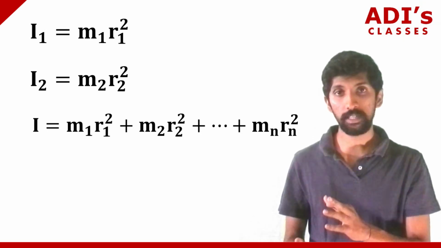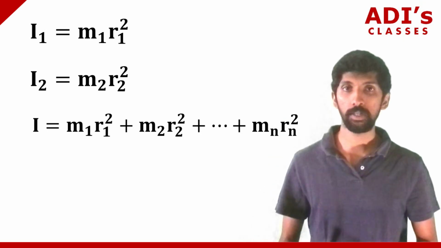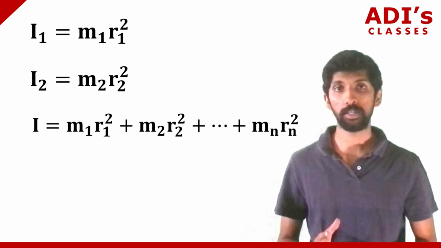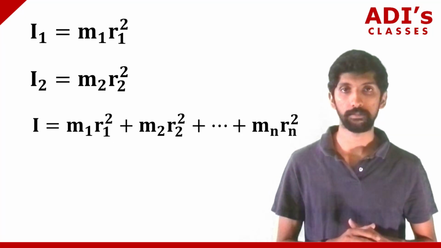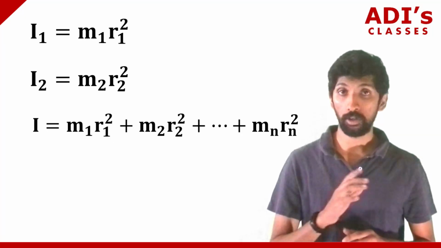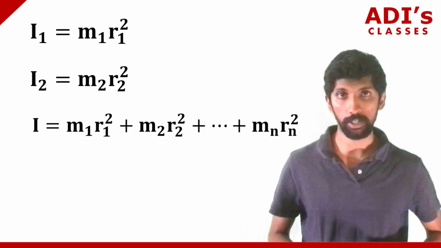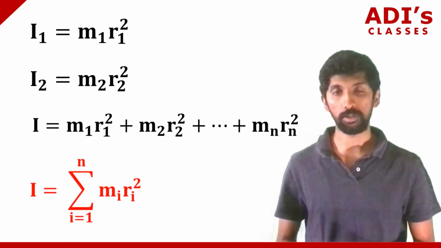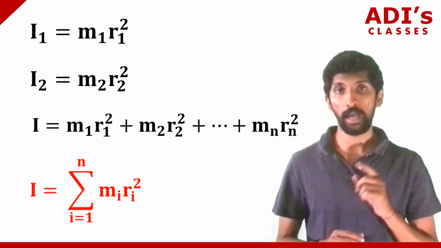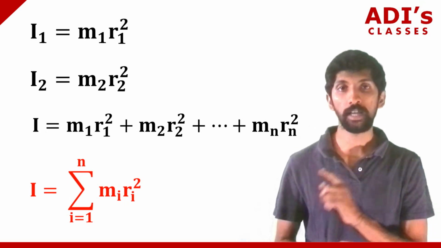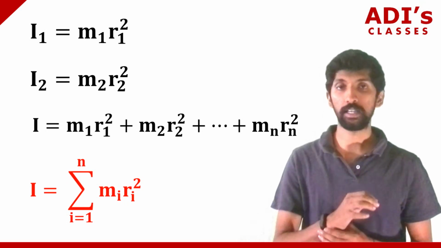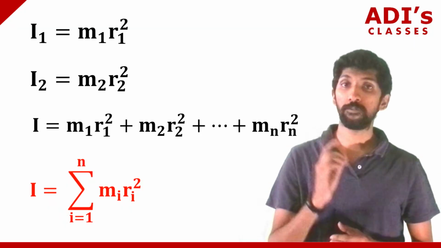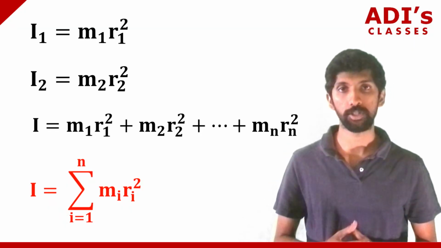So we have I is equal to m1 r1 square plus m2 r2 square, and so on till mn rn square, right? Or we can also write this in terms of sigma notation. We get I is equal to sigma mi ri square, with i going from 1 to n. So this is basically the mathematical formula for the moment of inertia.